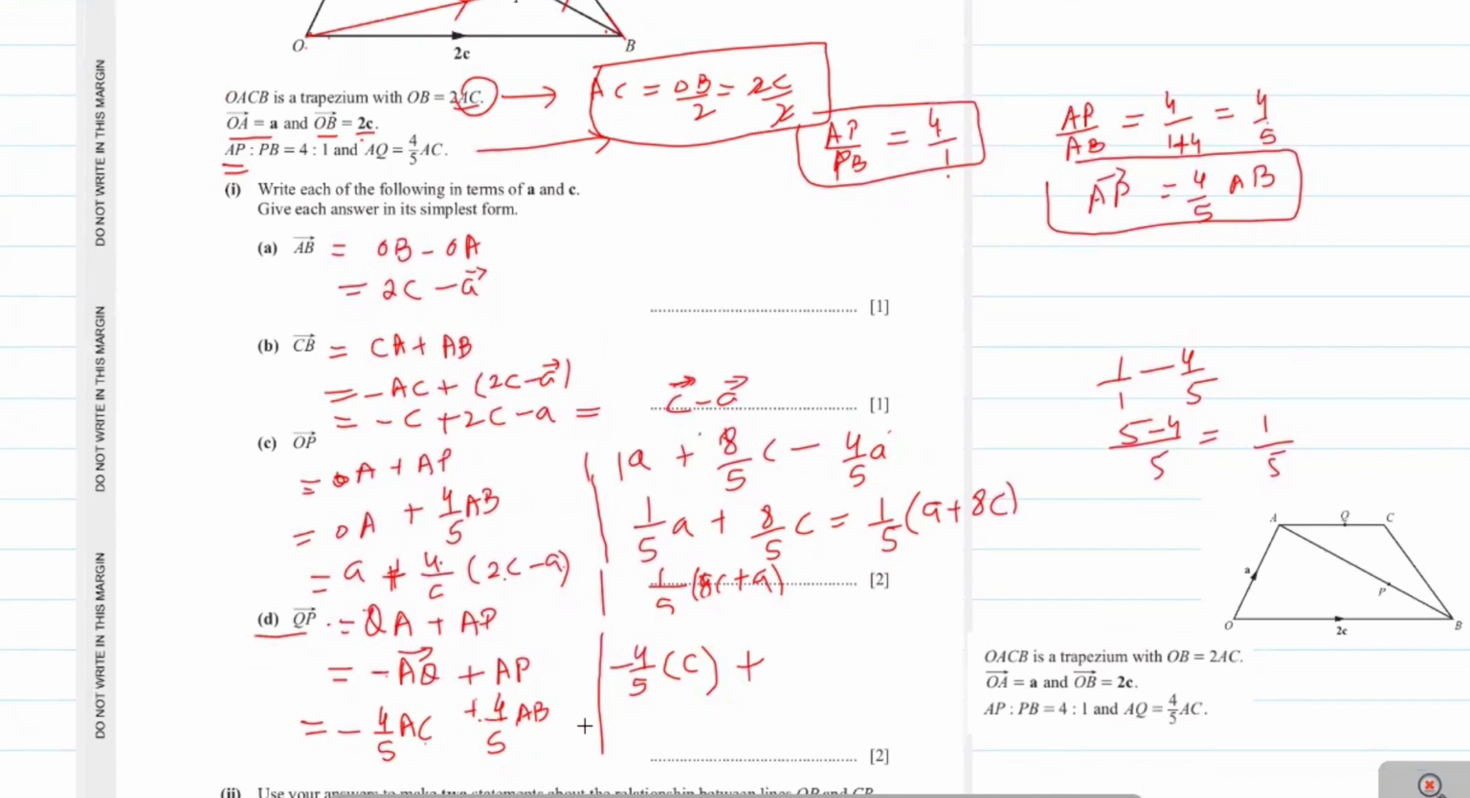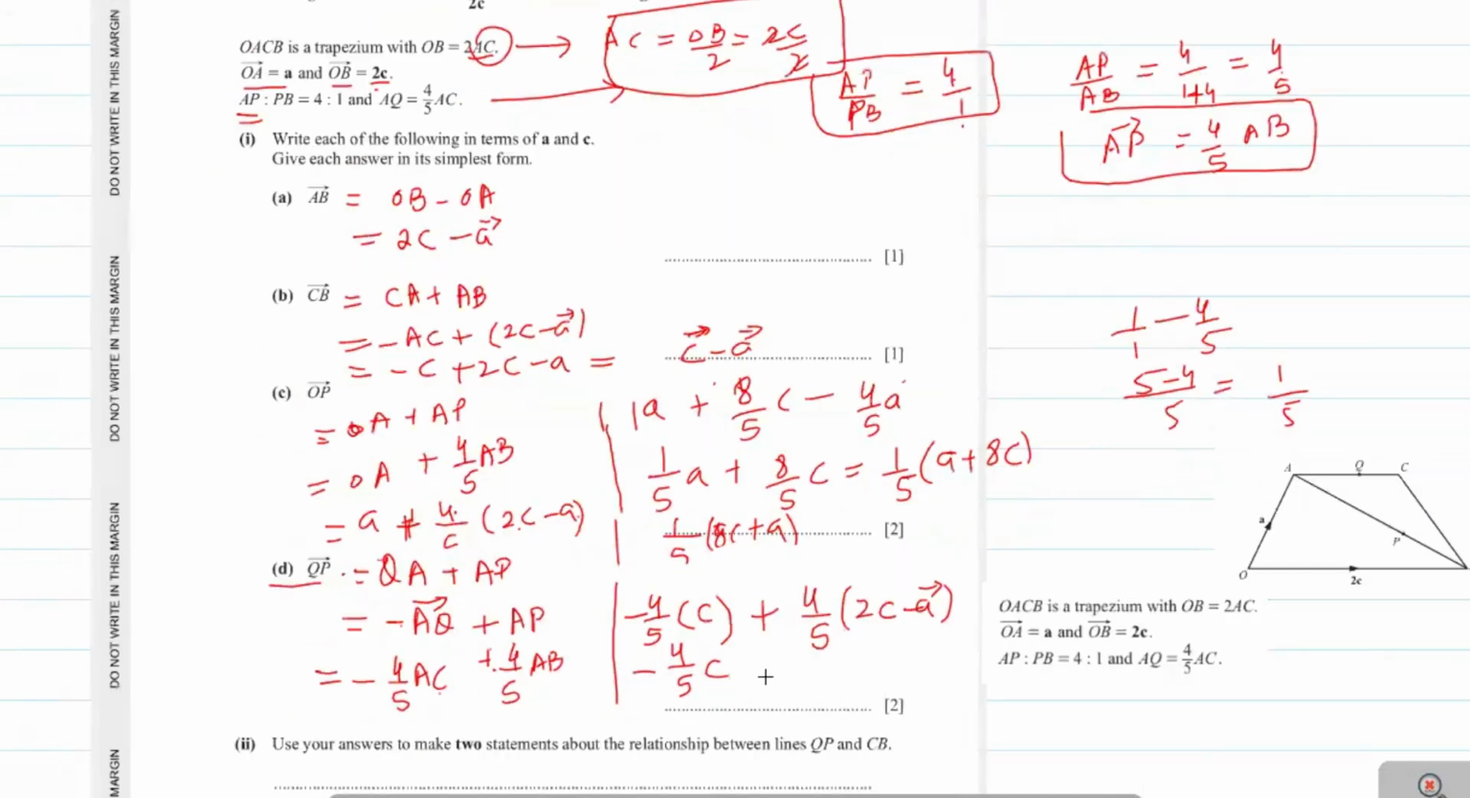Next, plus 4 over 5 AB, we write as it is 4 over 5. AB here, the value of AB is 2C minus A. And this will be equal to 4 over 5C plus 8 over 5C minus 4 over 5A. And we can write 4 over 5C plus 8 over 5C. The denominator of both values is the same, therefore we can add the numerators. 8 minus 4 is 4, so we can write 4 over 5C minus 4 over 5A.